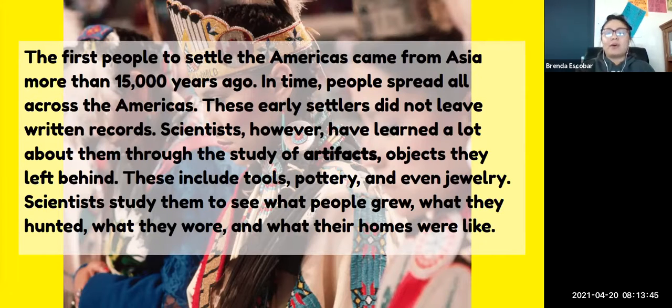While you guys are looking for that word, I'm going to read this out loud. It says the first people to settle America came from Asia more than 15,000 years ago. This is something you guys already know. This is why I told you guys, right, that there was an ice age.